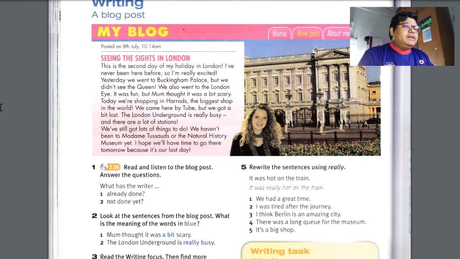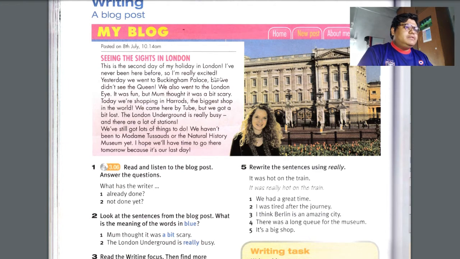Okay, so things the writer has not done. They had not finished shopping. The writer hasn't. We haven't been to Madame Tussauds. The writer has not visited the Natural History Museum. Right, so these are the things that the writer had done.